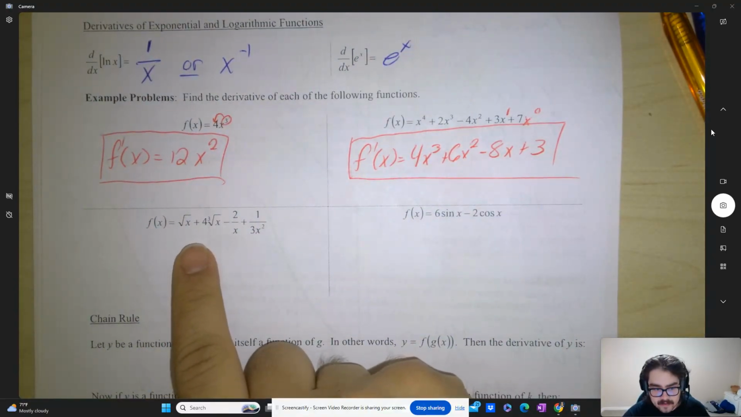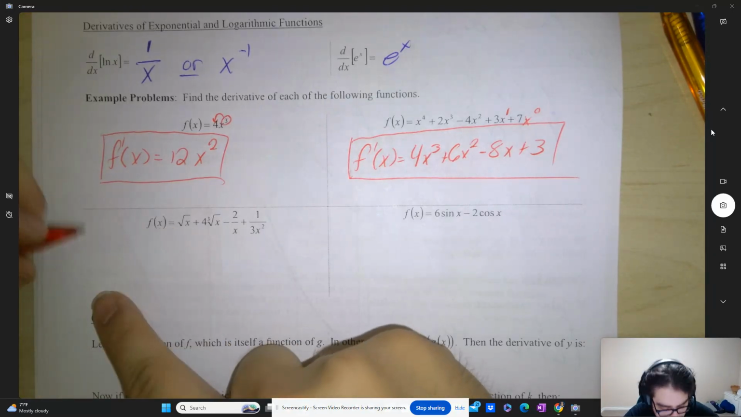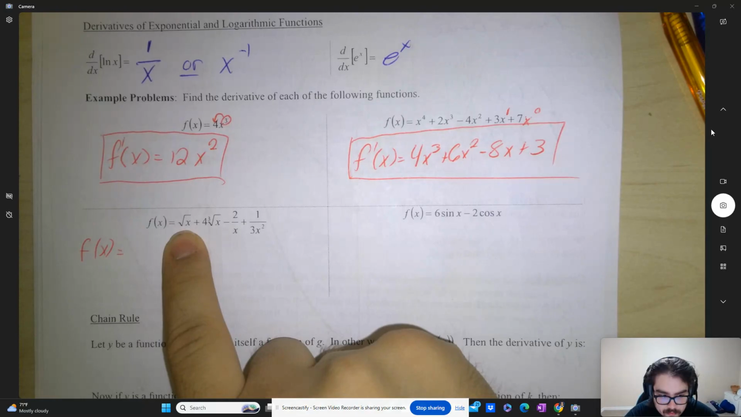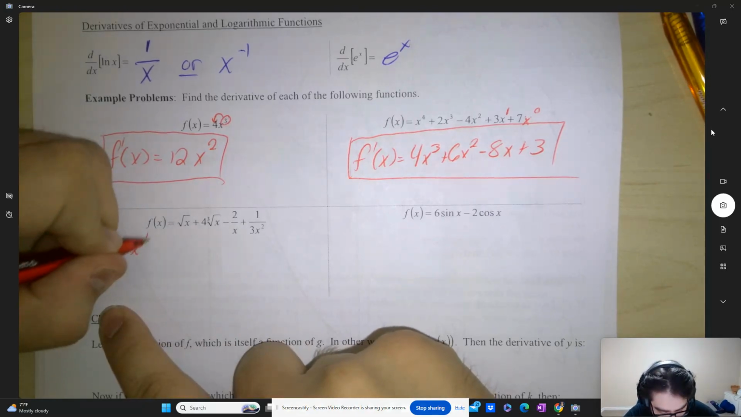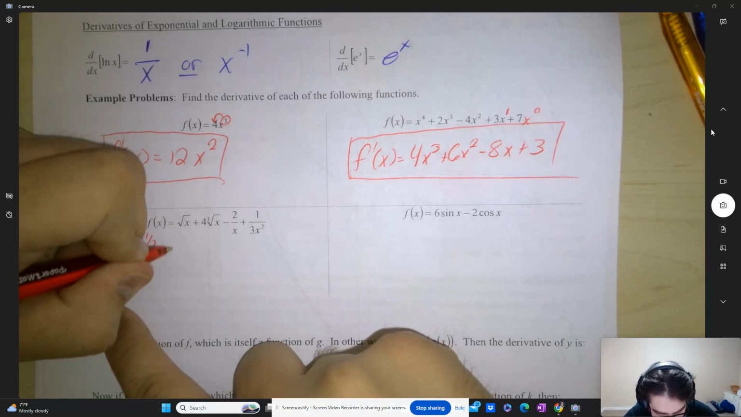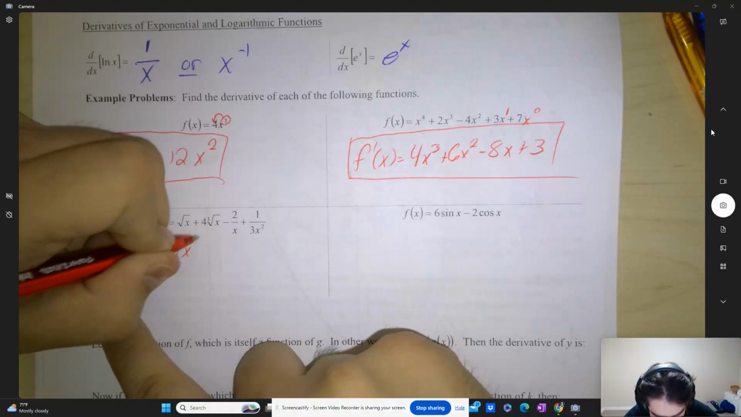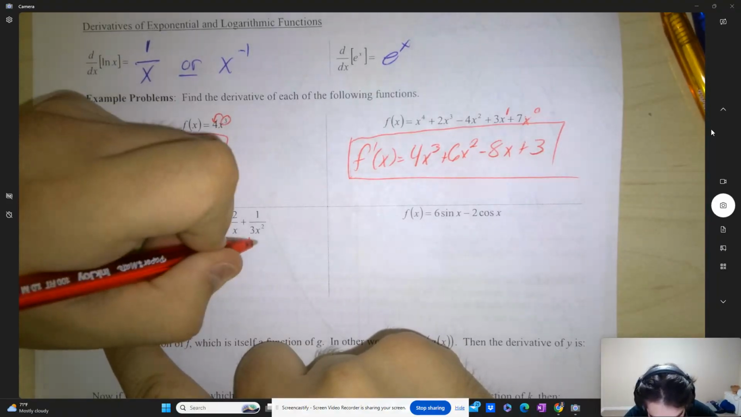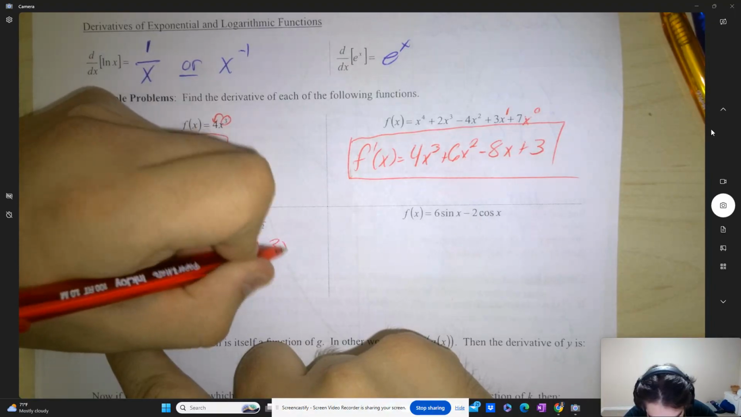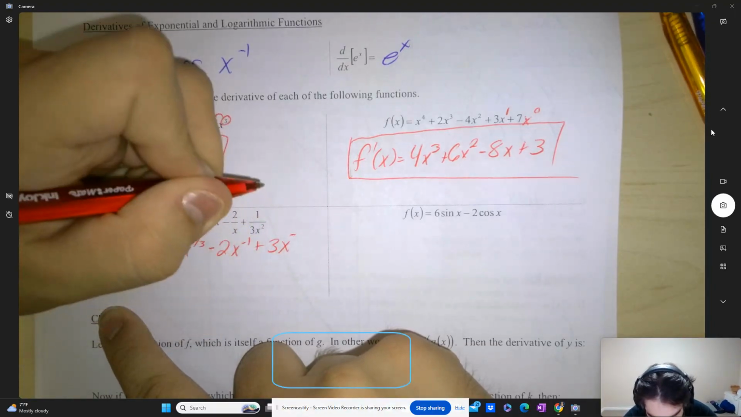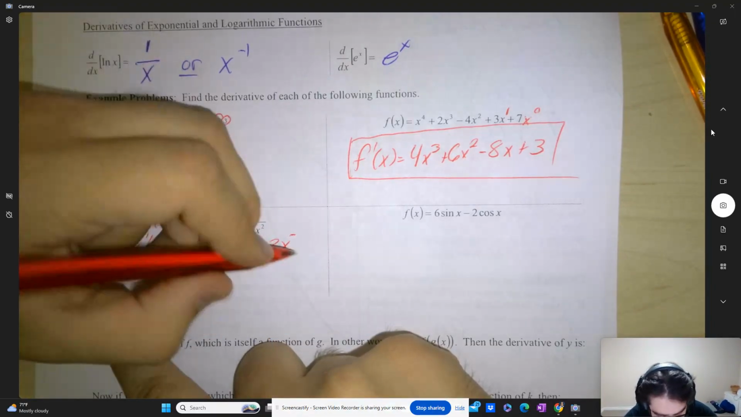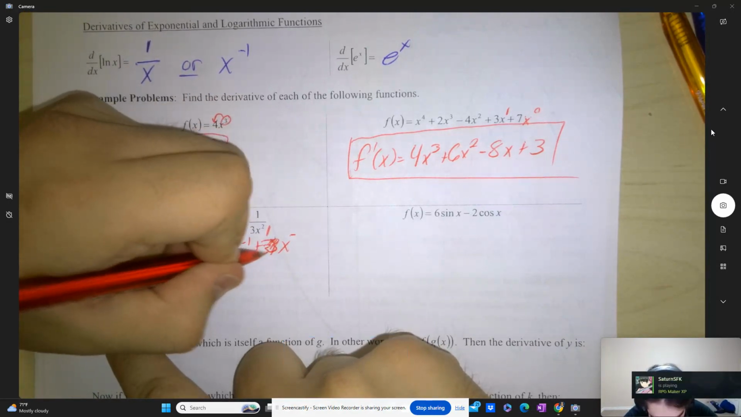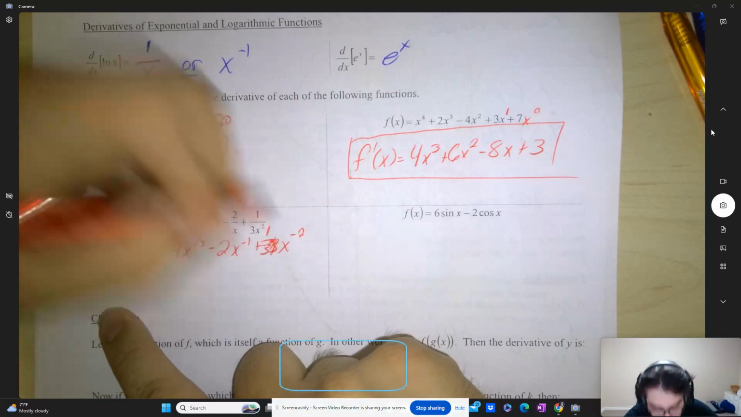It's not that bad. Okay, let me show you why. If you rewrite this problem so that everything has exponents instead of these ugly square roots, then you would get x to the 1/2, plus 4 times x to the 1/3, minus 2x to the negative 1, plus 3x to the negative 2, okay?